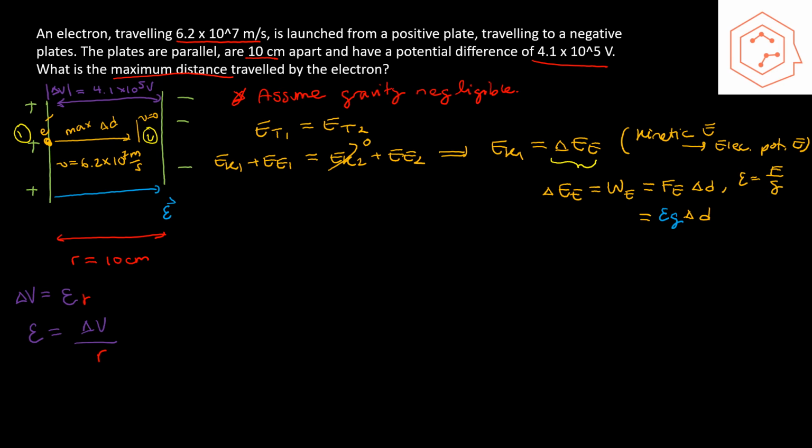And so what we get is that delta EE is equal to delta V times Q times delta D divided by r. And you can look at delta D divided by r as being the fraction of the distance traveled by the electron.